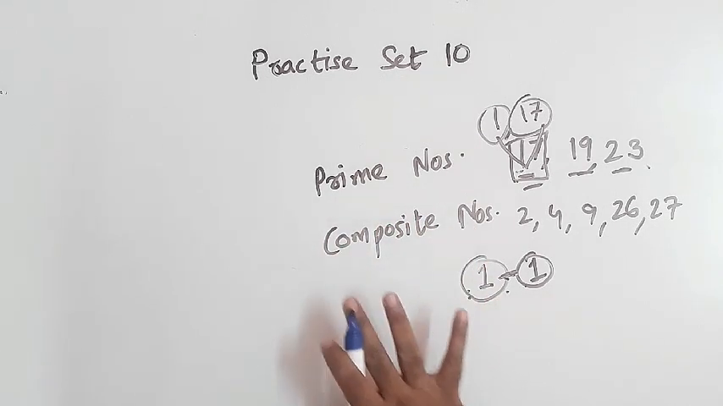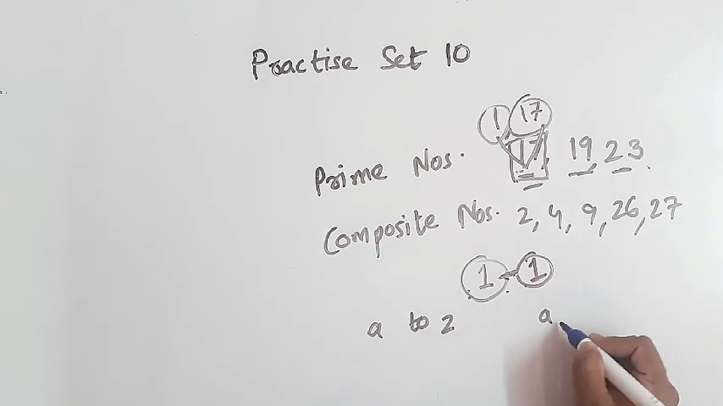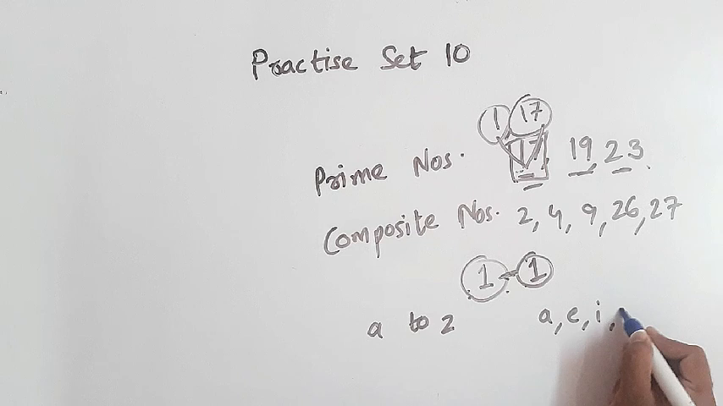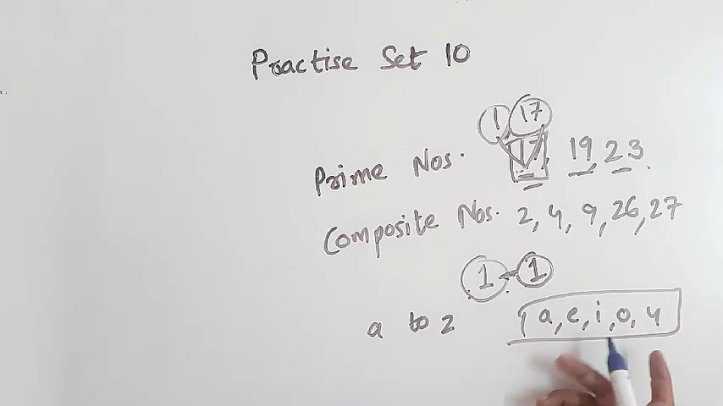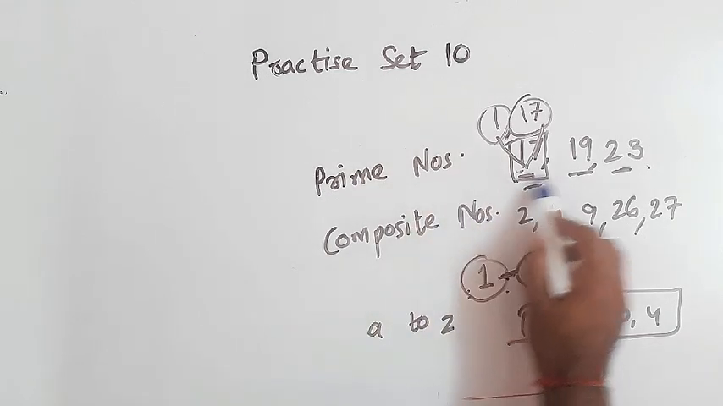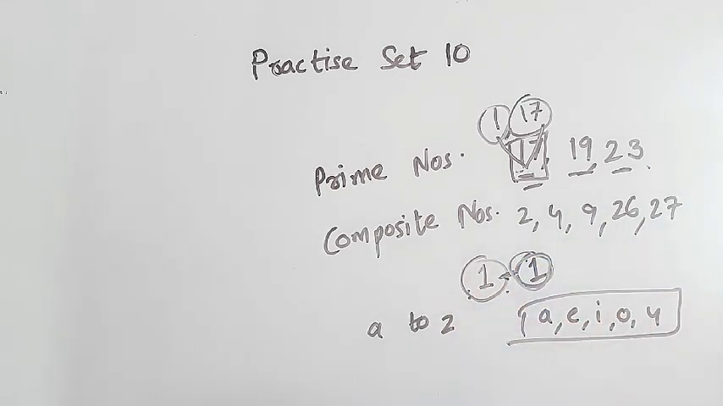As in the alphabets you have A to Z, when I say vowels, A, E, I, O, U, these are vowels, and what remains is consonants. Here also, if you take out the prime numbers, what remains is composite numbers. Only 1 is the exception. So let us begin with the exercise.